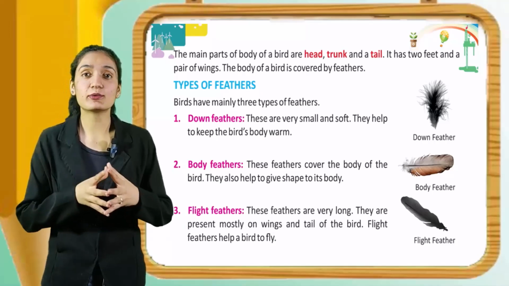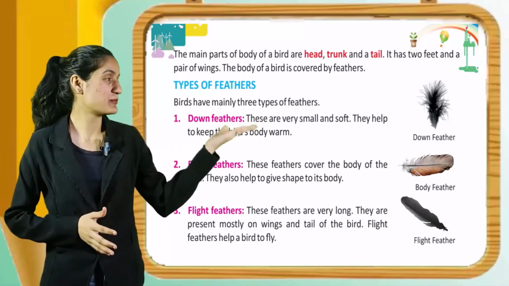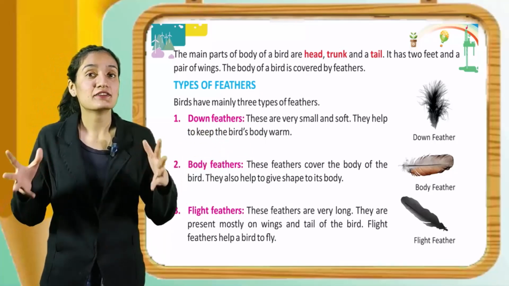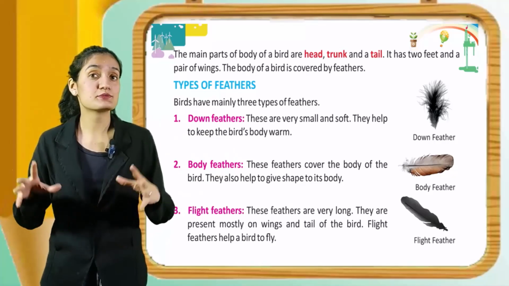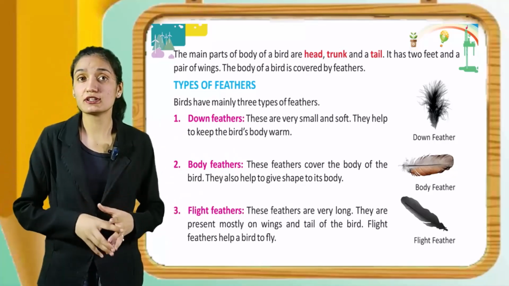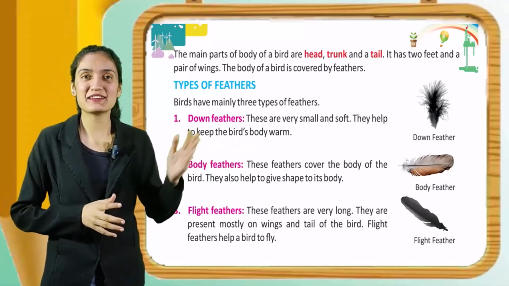Next, body feathers. These feathers cover the body of the bird. They also help to give shape to its body. Body feathers. Third, flight feathers. These feathers are very long. They are present mostly on wings and tails of the bird. Flight feathers help the bird to fly. You can see flight feather.